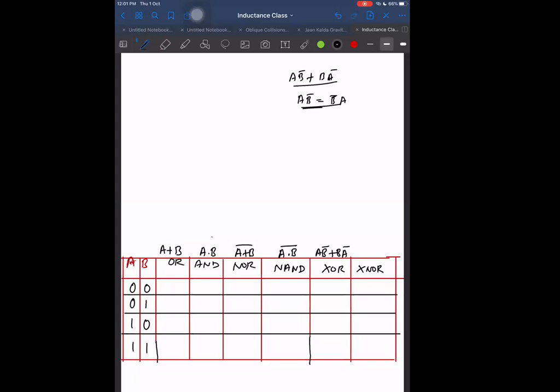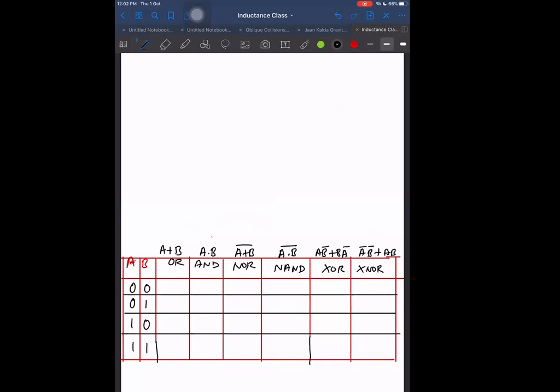And at last we are having XNOR, which will be AB plus A bar B bar. That is the same as AB whole bar, which gives A bar into B bar plus A into B. Right. So the rules to write, there are certain rules which we should follow.